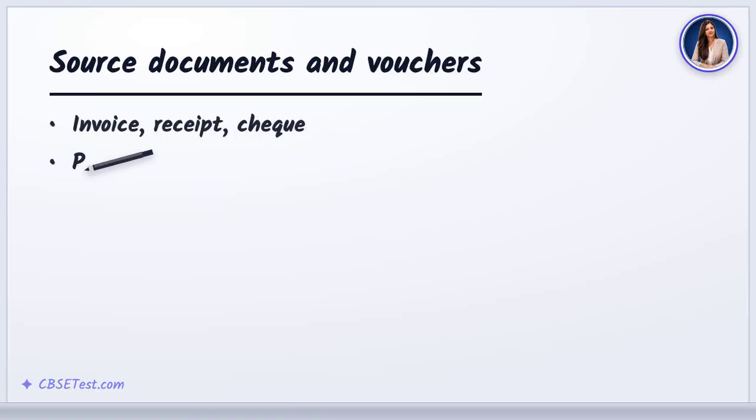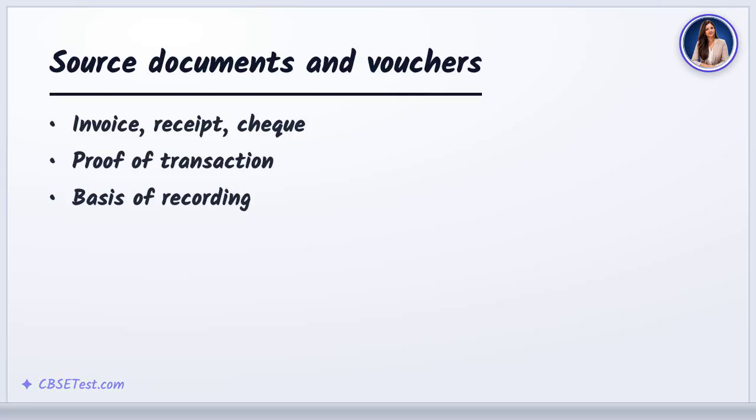Before recording, we need evidence. Source documents like invoices, cash memos, receipts, and checks prove that a transaction happened. From these, we prepare accounting vouchers, which become the authority to make entries in the books.